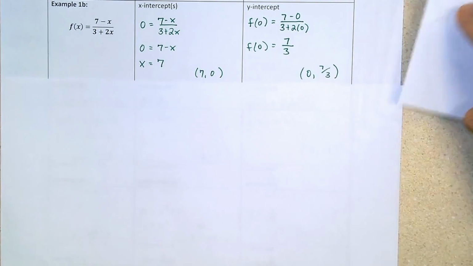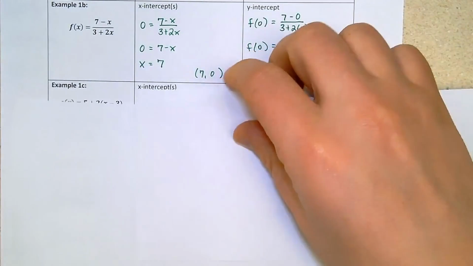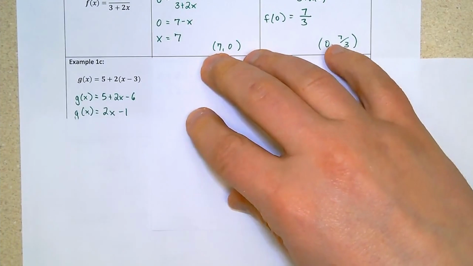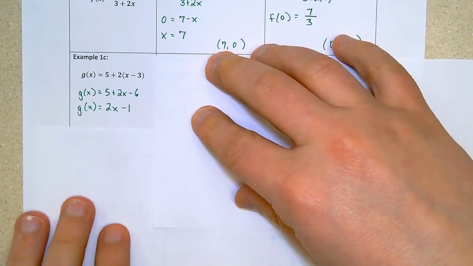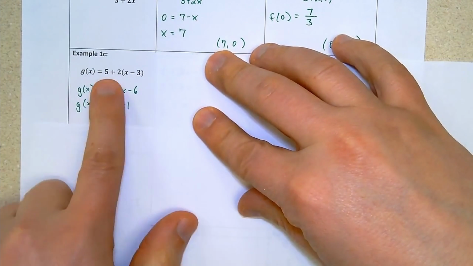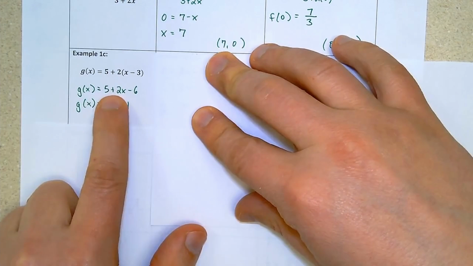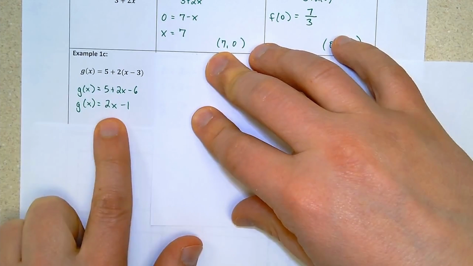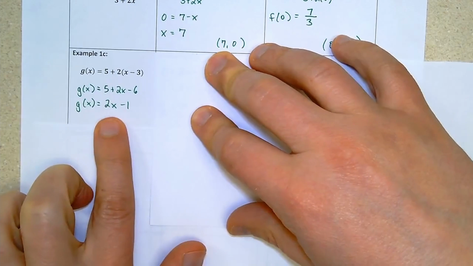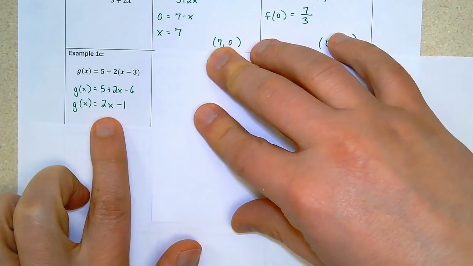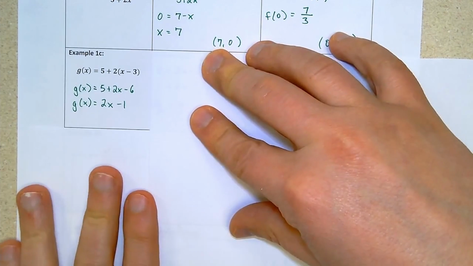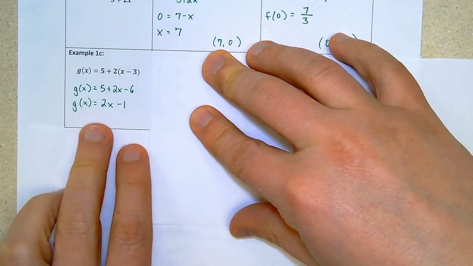Okay. Moving on to example 1c. So sometimes you have an expression that is a little more complicated looking. It might benefit you to do some simplifying or factoring and create an easier looking expression to work with before you start finding the intercepts. This usually is the factoring step, but this is not a factorable expression.